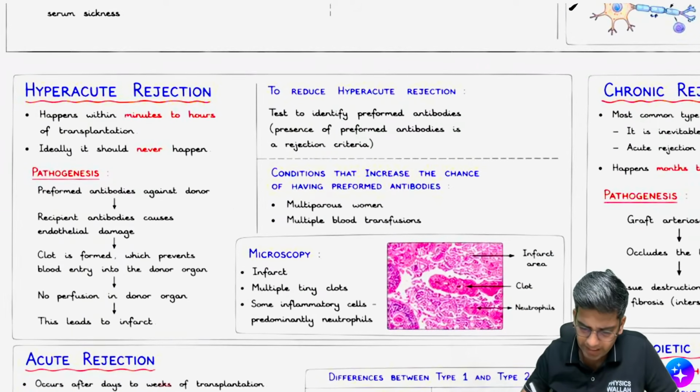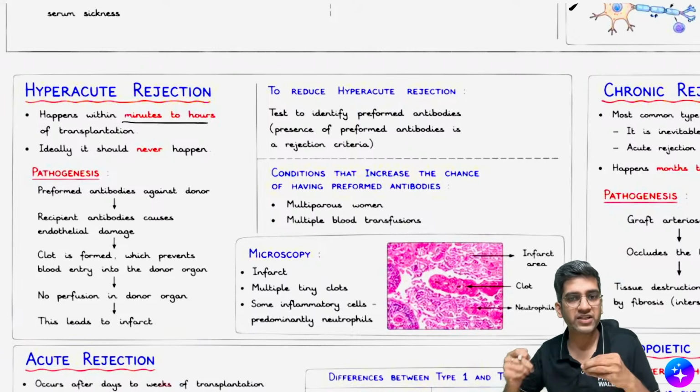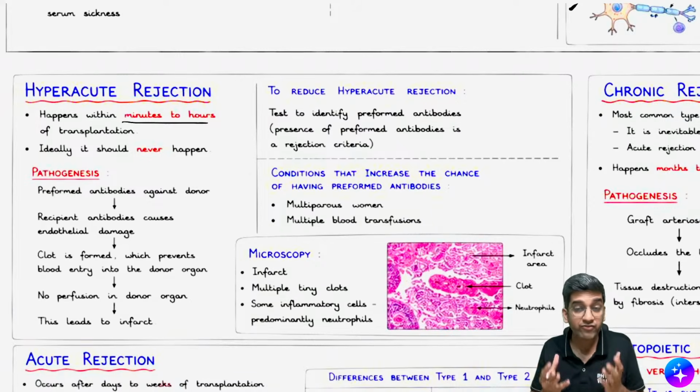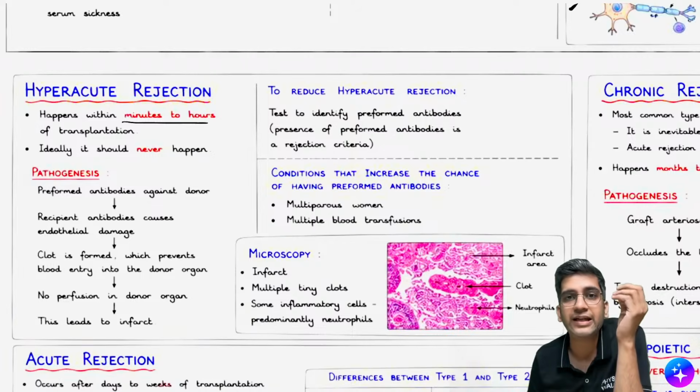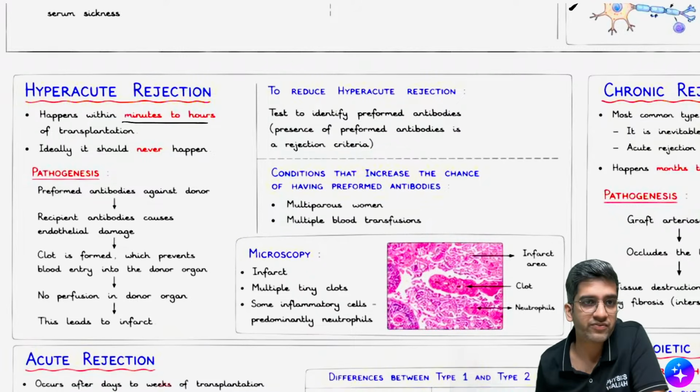So hyperacute happens within minutes to hours. Actually, it happens on the table. When a surgeon operates a kidney transplant, in front of the surgeon the kidney will fail. It will become pale, it will die in front of the eye. It happens within minutes to hours, right? It should never happen. If it happens, it's a problem of the transplant surgeon, right?